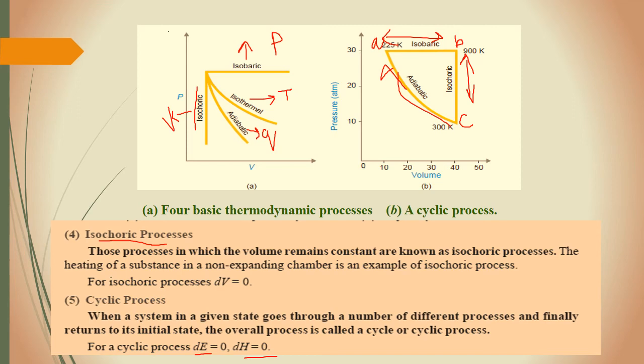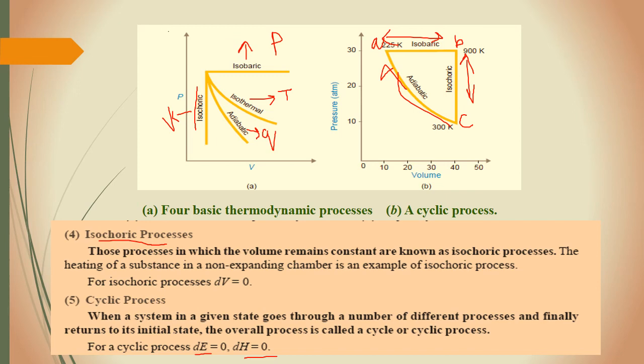By these plots also you can find what kind of processes are going on. If we plot a graph between pressure and volume for the basic thermodynamic processes, you can see that there is the isochoric process related to volume, the isobaric process related to pressure, the isothermal process related to temperature, and the adiabatic process related to heat. Heat we denote by the symbol Q.